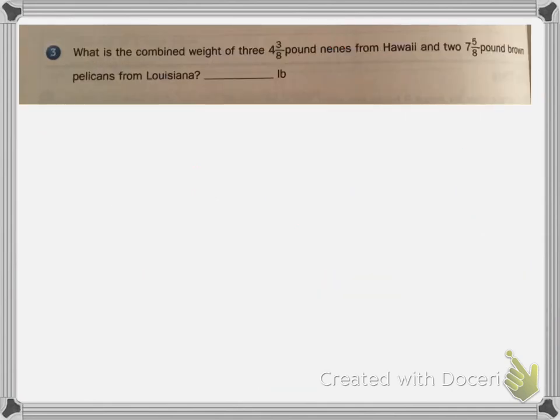All right, you're going to try this one. Number 3 says, what is the combined weight of 3 nenes at 4 3/8 pounds each from Hawaii and 2 brown pelicans at 7 5/8 pounds each from Louisiana? All right, so why don't you try that problem on your own, pause this video, and when you get done, you can start the video again.